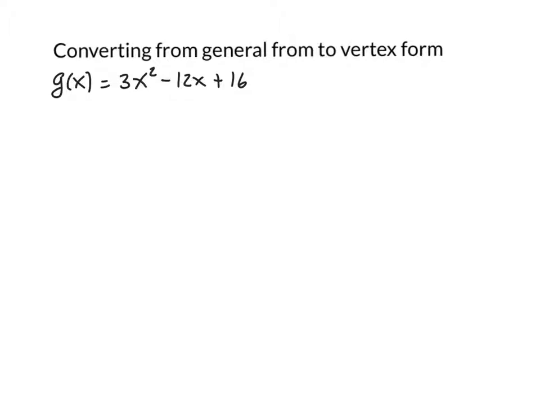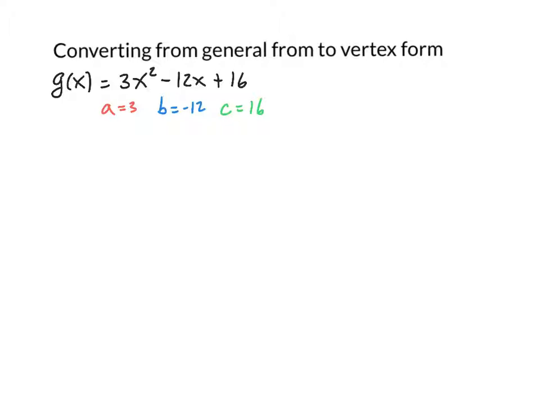So the first thing that I'm going to do is identify a, b, and c. So in this case, a is equal to 3, b is equal to negative 12, and c is equal to 16. So this is the starting point for me. This gives me all of the numbers that I need, and once I think about my formulas for vertex form, that's going to give me all the numbers so that I can actually write out the correct vertex form and have my conversion.